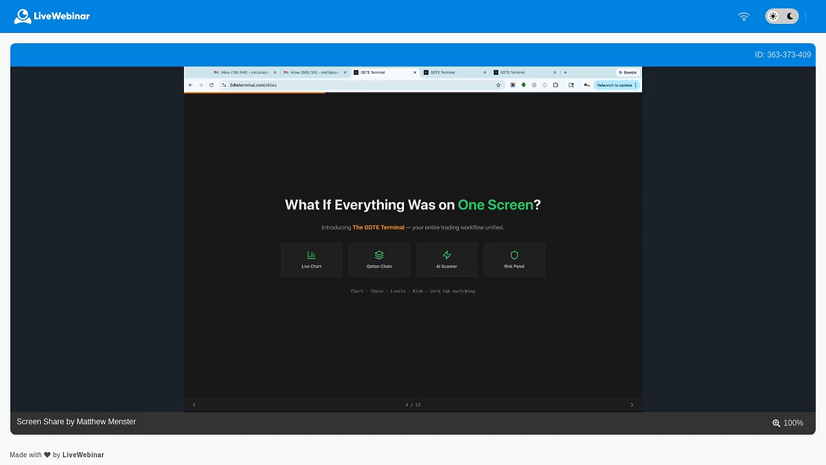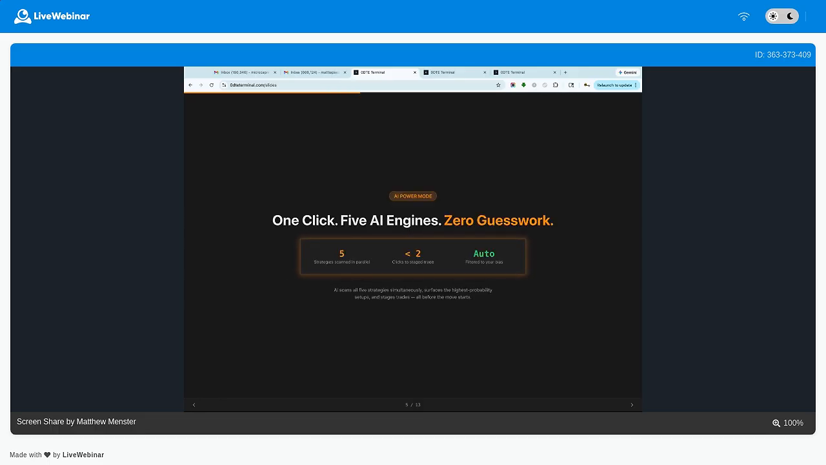You have a live chart, you have an options chain, you have an AI scanner. I'm going to talk more about that in a second. And then you also have a risk panel, which I call a blow-up shield, which is pretty fun. So basically, one click, 5 AI engines, 0 guesswork. Okay. So you've got 5 strategies that are scanning setups that are within the context of these strategies. Again, hang on for that. 2 clicks to stage and execute the trade. All right. And then everything is done for you. You've got your stop loss set and you've got your target set.